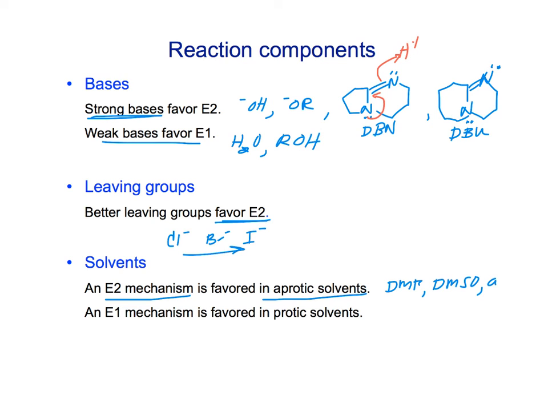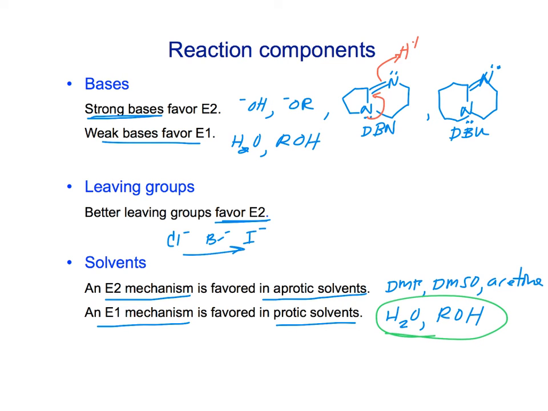For solvents, just like for substitution, the single-step mechanism is favored by aprotic solvents like DMF, DMSO, acetone, and E1 mechanisms are favored by protic solvents like water and alcohols. Notice that the solvents for the E1 mechanism are the same as the bases for E1 mechanisms. Okay? And so this is where we get these kinds of solvolysis reactions, where the base, or the nucleophile for SN1, is also the solvent.